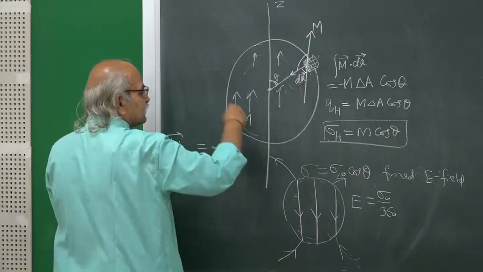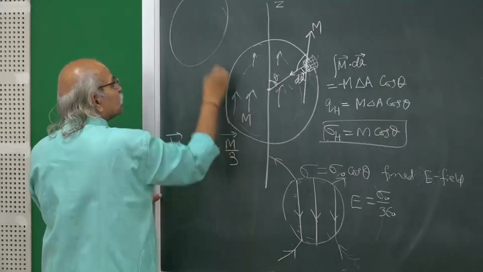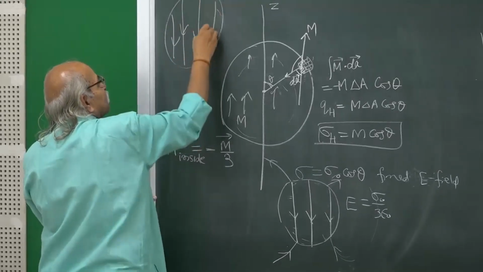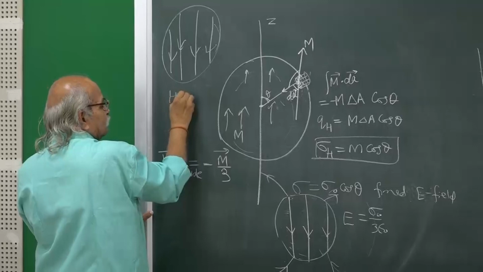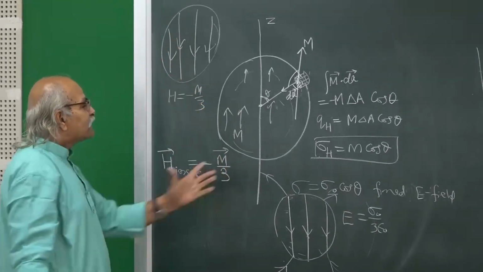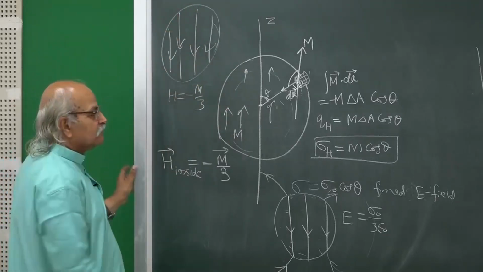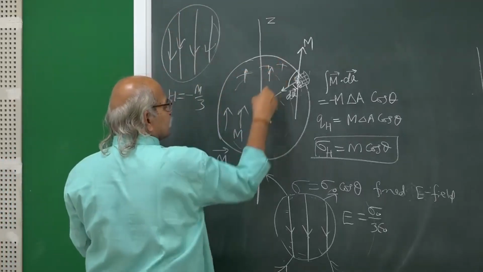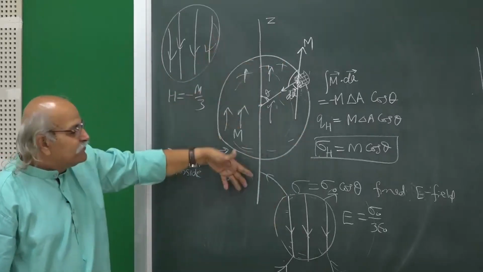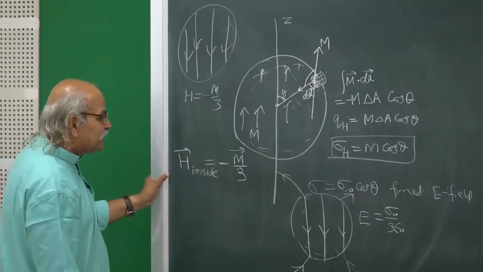So, if this is a sphere and I ask what is H, the H is like this. How much is the magnitude of H? The magnitude is minus m by 3, and here is the direction. Magnetization is this way, H is this way. Natural, because you have positive H charges here, negative H charges here, therefore the H field has to be downward. So it is this. And what is B?